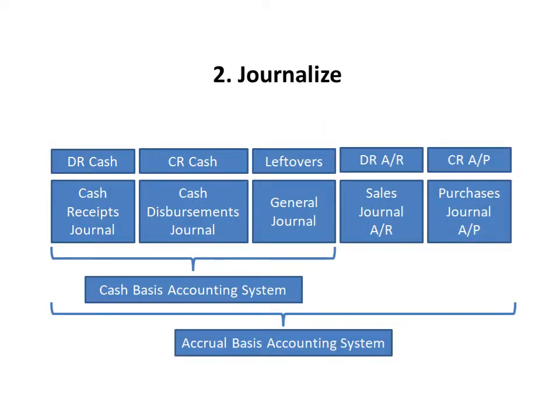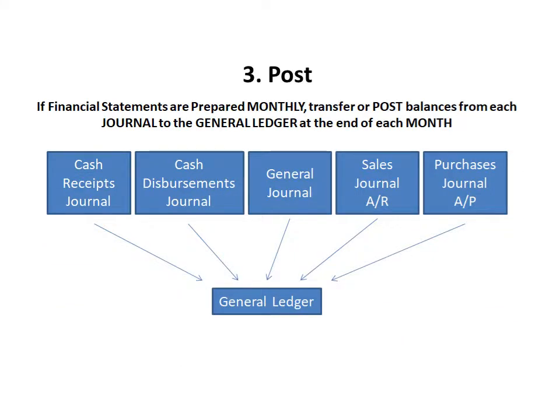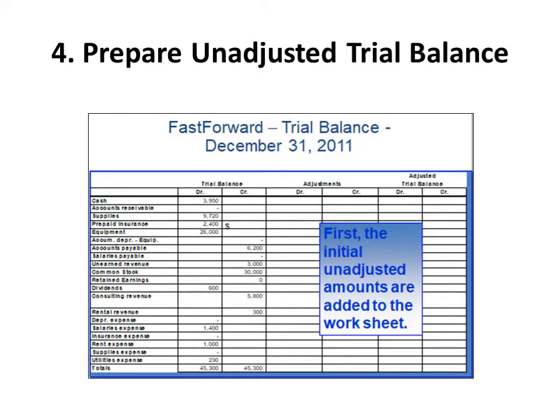These are the journals or the original books of entry. And I've gone through those in some previous PowerPoints, so I'm not going to go through those again. And this is how you transmit or post data from the journals, the original books of entry, to the general ledger. I've gone through this in earlier PowerPoints. I'm not going to go through this right now.